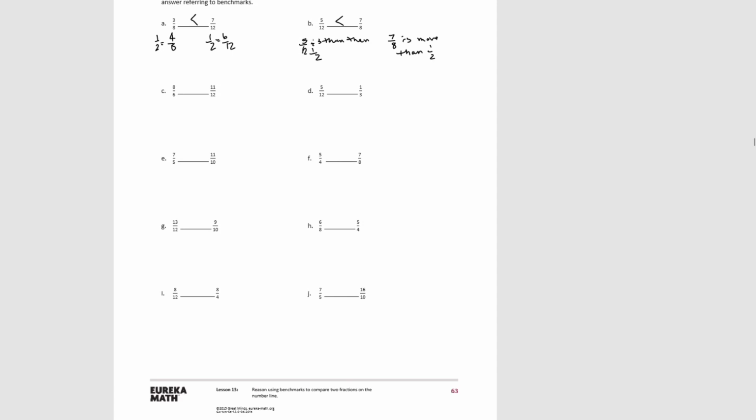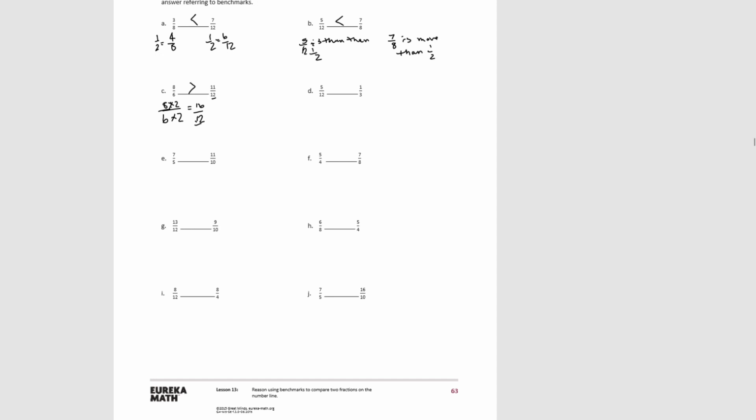For C, we see that 6 is a factor of 12. So we could just change this fraction into 12ths by multiplying by 2, and we get 16/12. And since these are both 12ths now, it's easy to see that 16/12 is greater than 11/12. Try D.